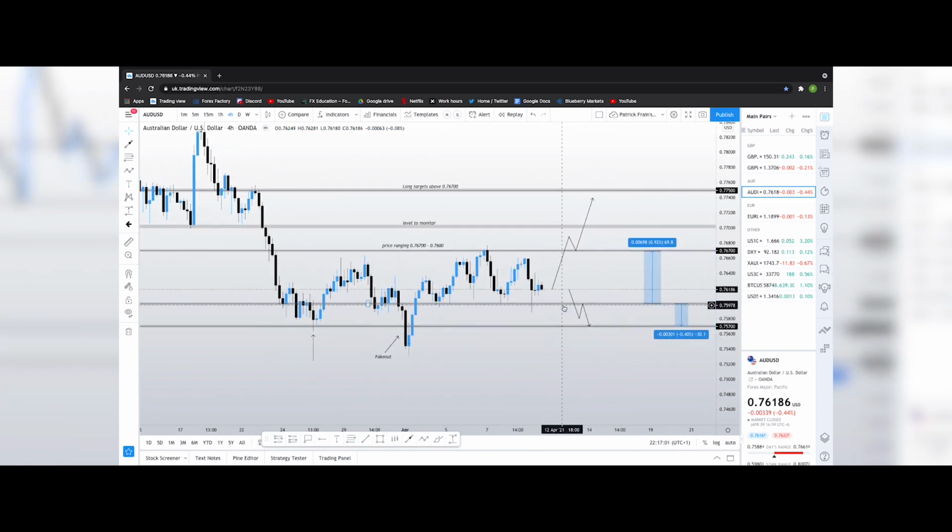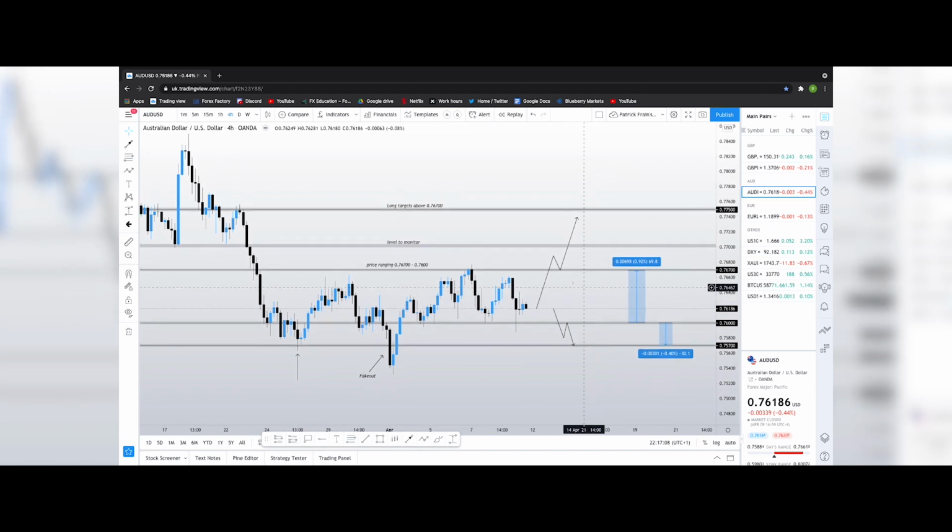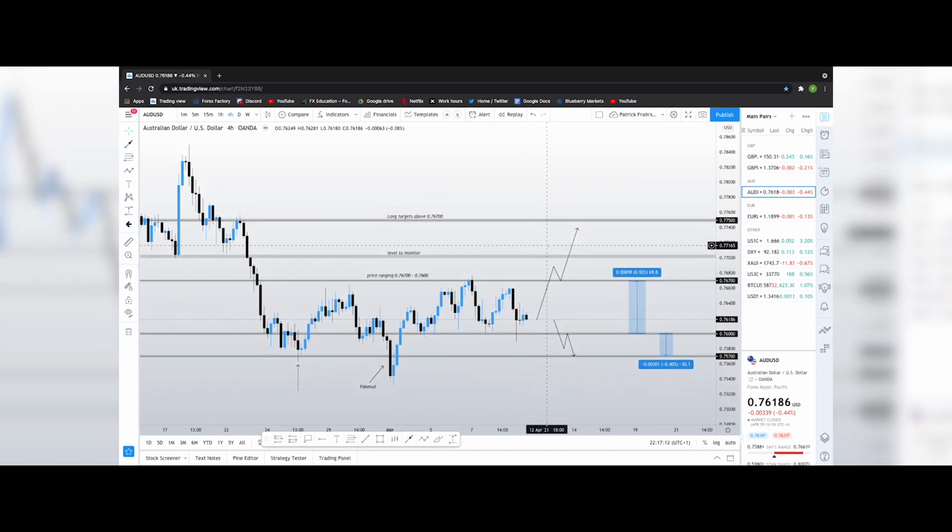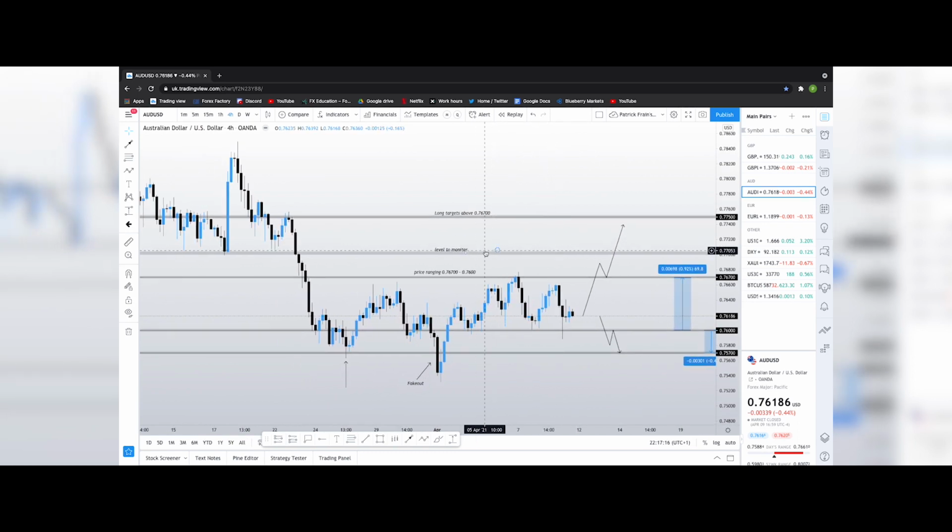Moving into next week, guys, I don't want to be trading in this range, so I want to see a breakout to the upside or to the downside. Looking at the upside, if we do break above this level here and retest, we have possible moves up to 0.77500. However, we do have a level of structure here to monitor if price does get to that level.